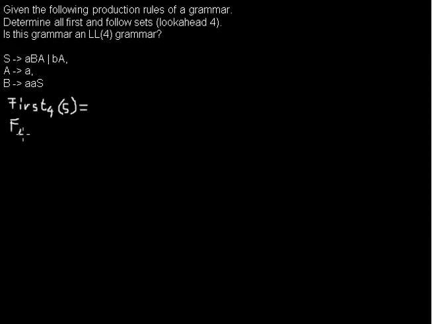write first of 4 from A, and I would like to calculate the first set of length 4 of B, and I also need to calculate them for all right hand sides of the rules. That means I want to calculate the first set of length 4 of ABA.